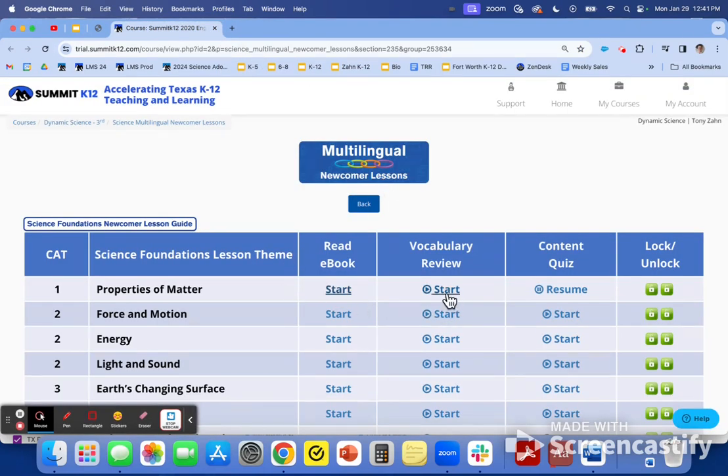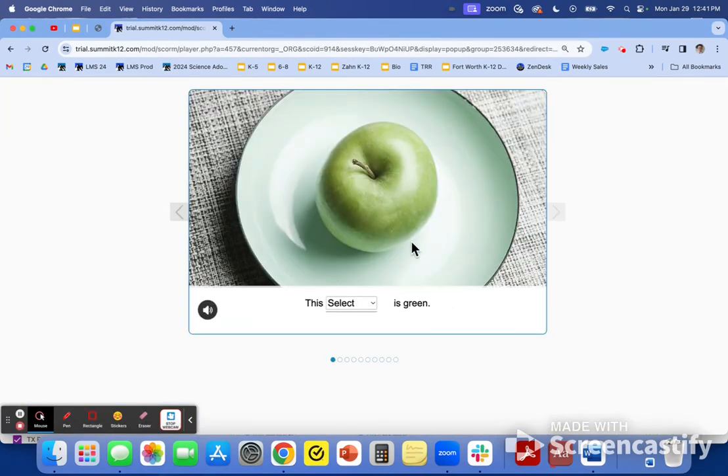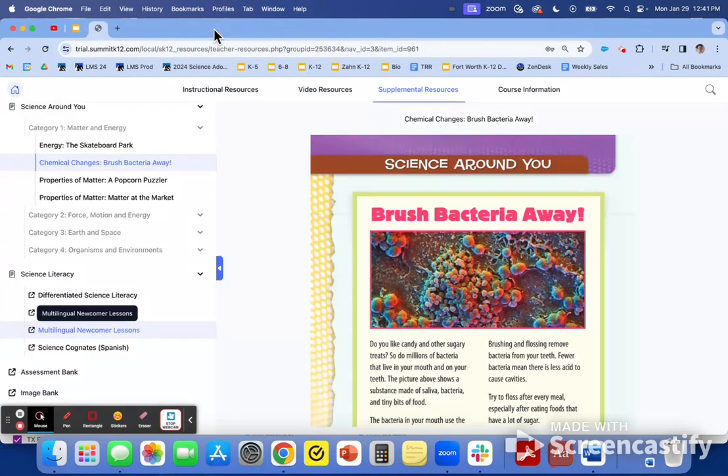There's a vocabulary review. And our vocabulary review, look, has a pull-down menu again. Vegetable is green if I get it wrong. It tells me the right answer. It also gives me text to speech. Listening is an important skill as they're emergent bilingual newcomers.